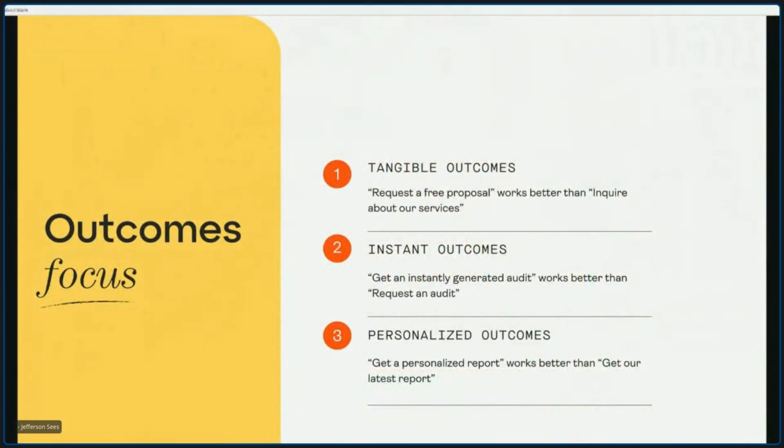Okay. Number 2, instant outcomes. So instead of request an audit, you would say get an instantly generated audit, right? Make it seem instantaneous. So instead of sign up for our newsletter to receive it weekly, say sign up for our newsletter and you'll get the first one in your inbox within seconds. Personalized outcomes. Instead of get our latest report, you say something like get a personalized report. So you make it seem really specific to them.